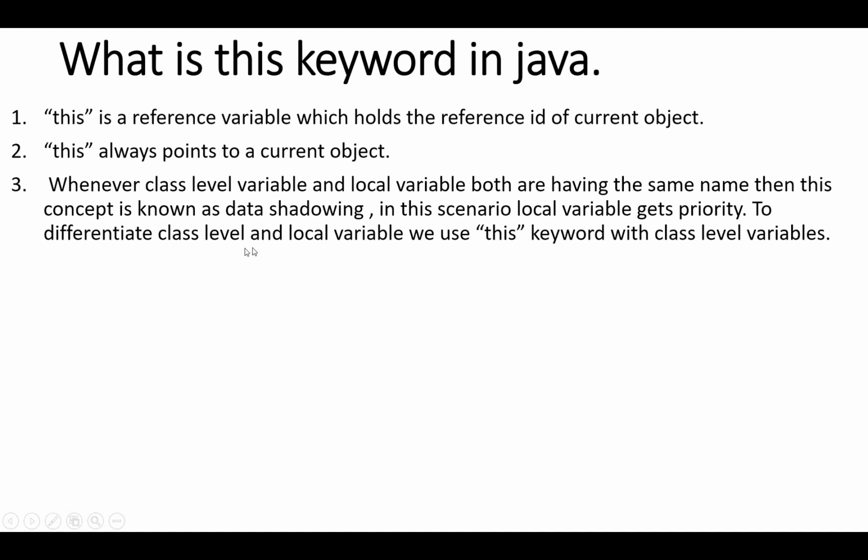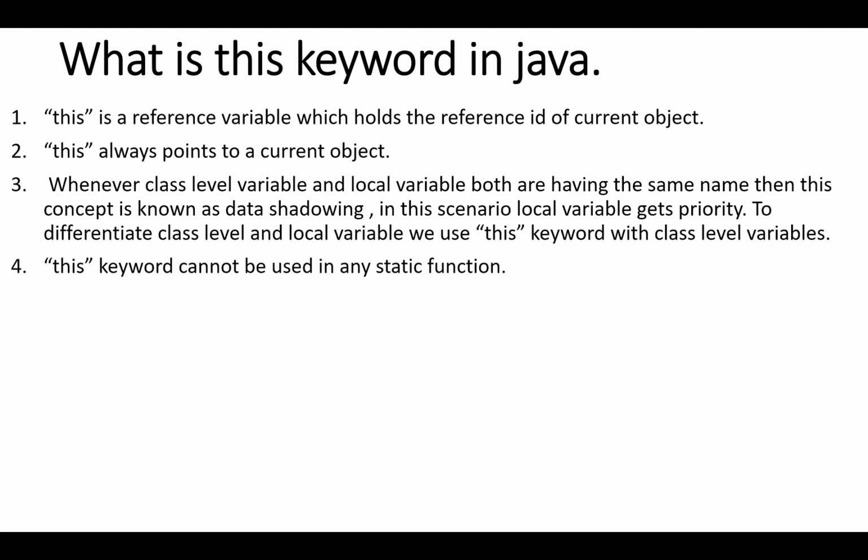To differentiate the class level and local variable, use the this keyword with the class level variable. In this scenario, if we try to print the value of the variable, only the local variable value will be printed. The class level variable value will not be printed here. To access the class level variable value, we have to use the this keyword. We will see this in the next example.